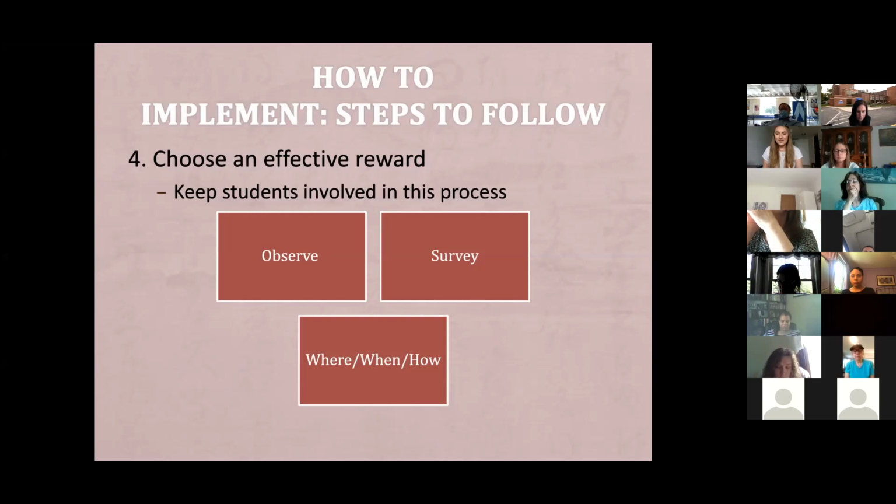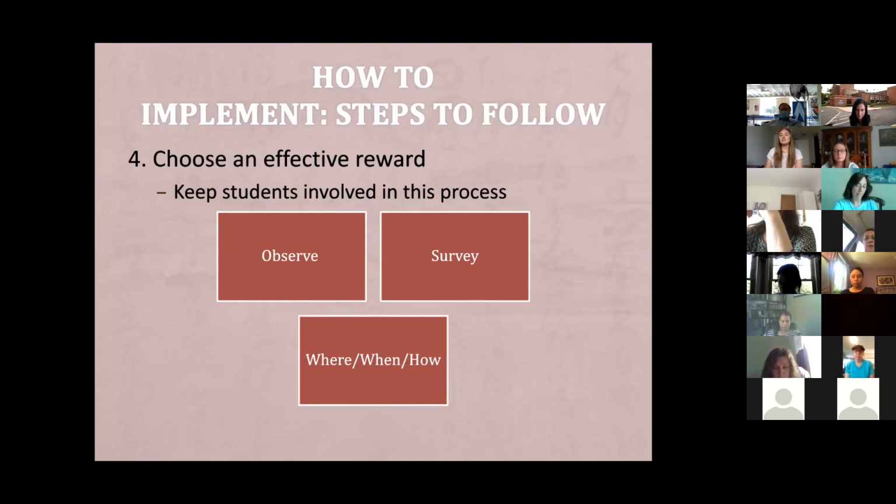You can create a survey for your students to fill out, maybe for the older kids on a Likert scale of 1 to 5 of different ideas that you have or things you notice that they like. You could just have a conversation with your class and ask them and take notes on what is going to be motivating for them.